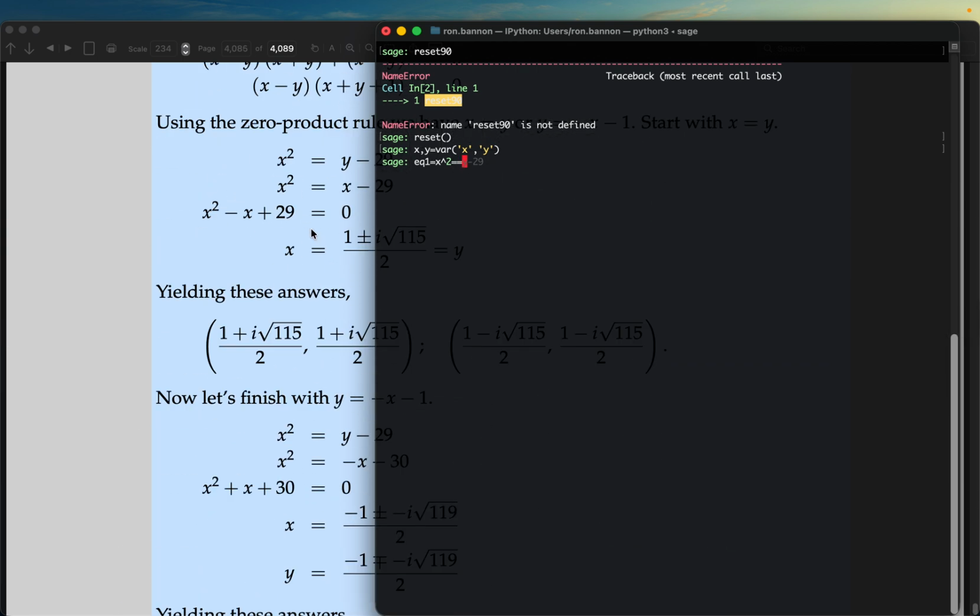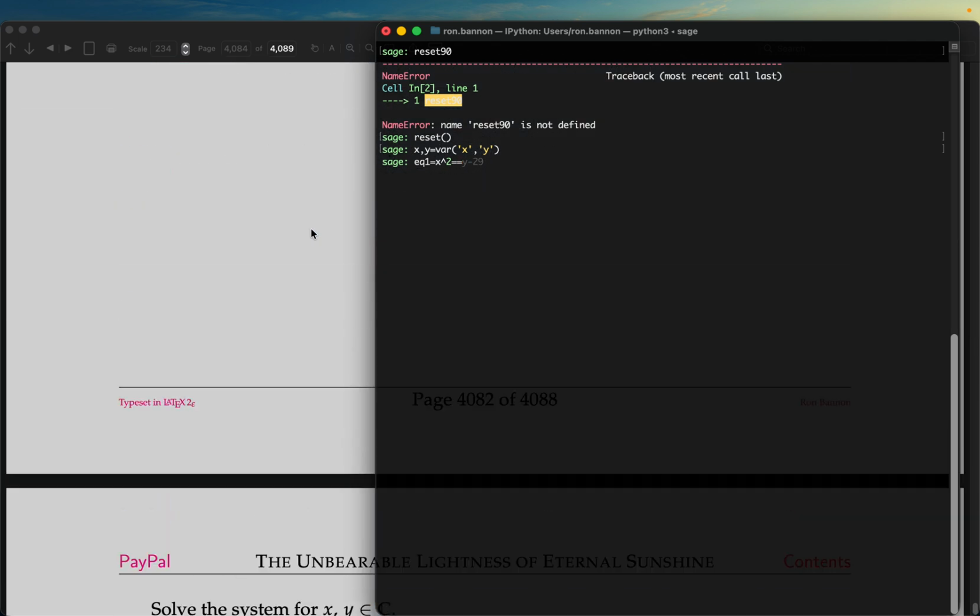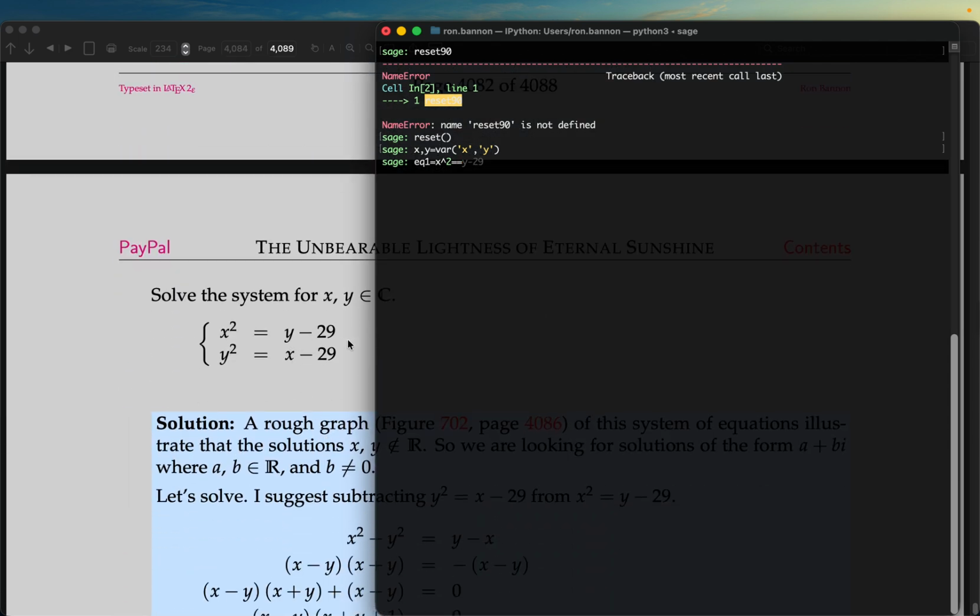Well, let's go back up here to make sure you understand what I'm doing over here. It's really the first equation, which is y minus 29. What's equation 2? Equation 2 is y squared. I'm assigning equation 2 to EQ2, and that's arbitrary what I'm calling it. It equals x minus 29. Right? I made a mistake, and I see it right away. I did not use the double equal sign. Oops.